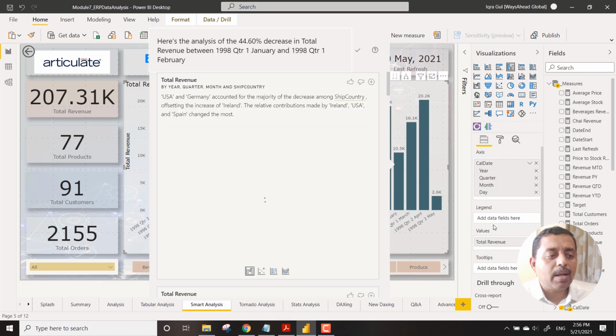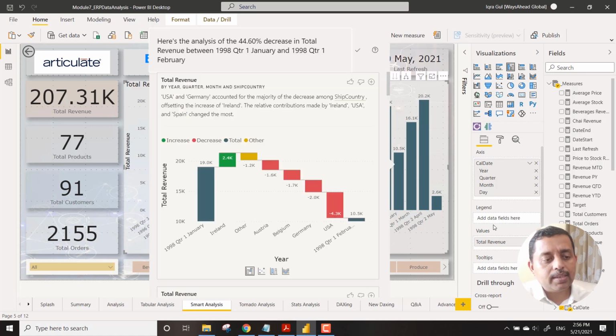This is the AI engine I'm talking about. It says there was a 44.6% decrease in the total revenue from Q1 of January to Q1 of February. This was majorly due to the revenue loss from US, Germany, and Belgium. Though Ireland gave us good revenue, the other countries did not perform so well. That's why we saw a dip.